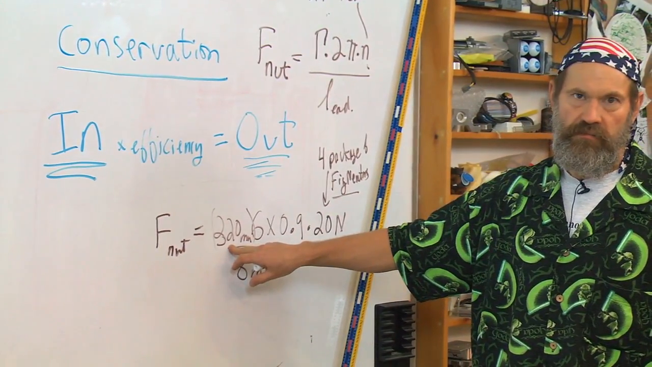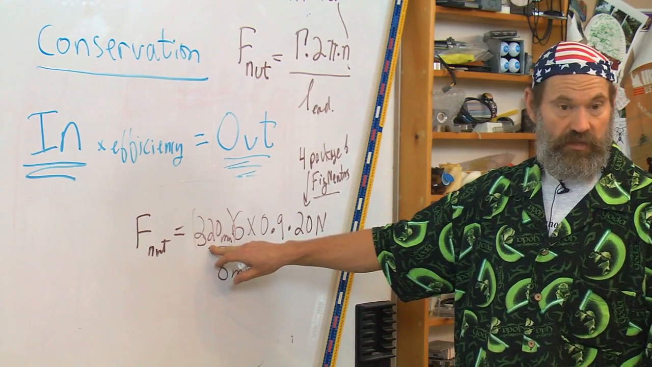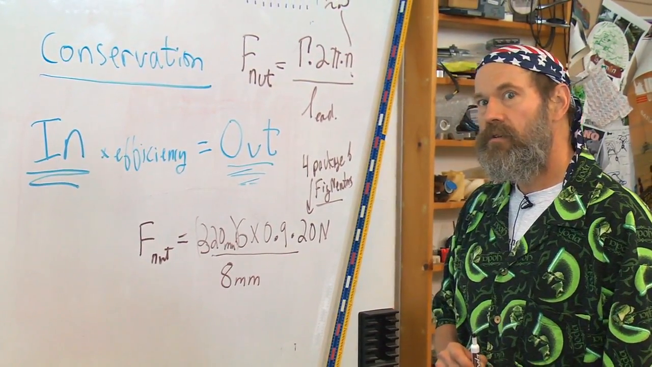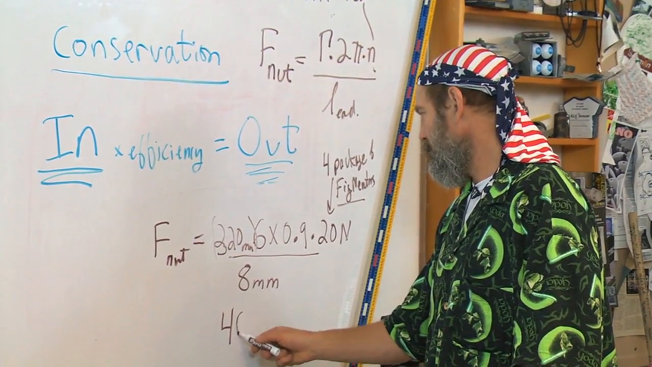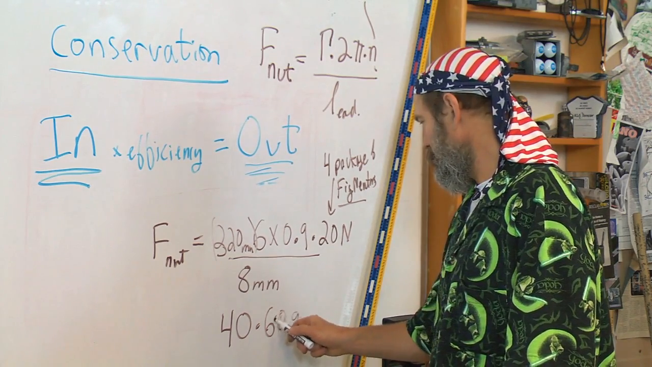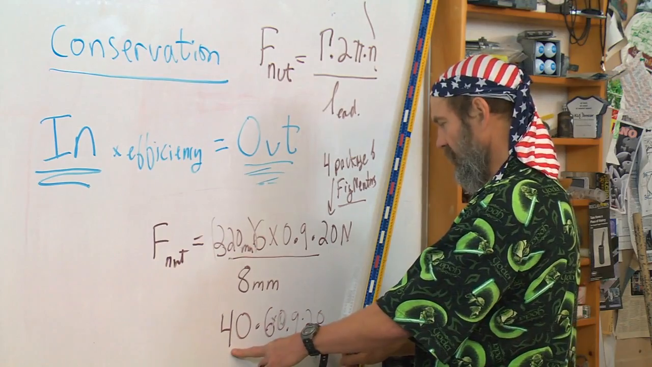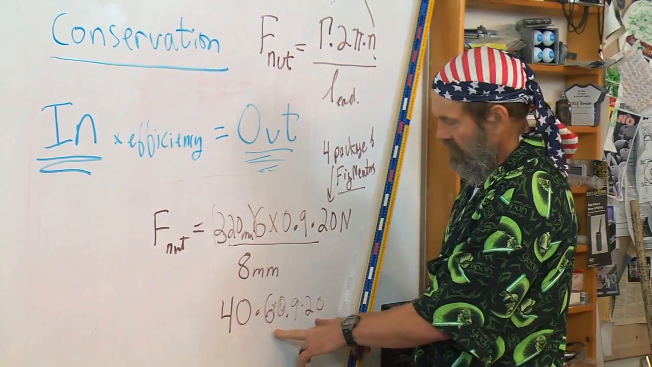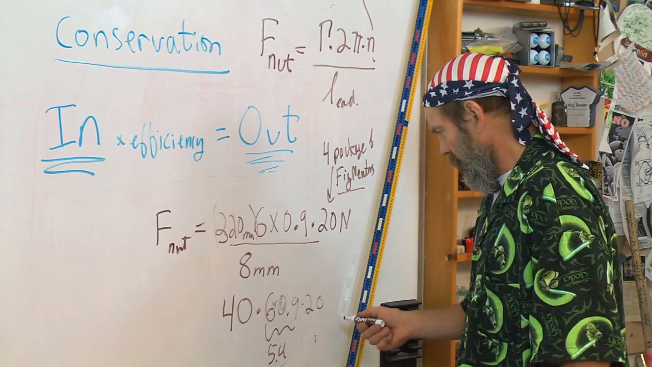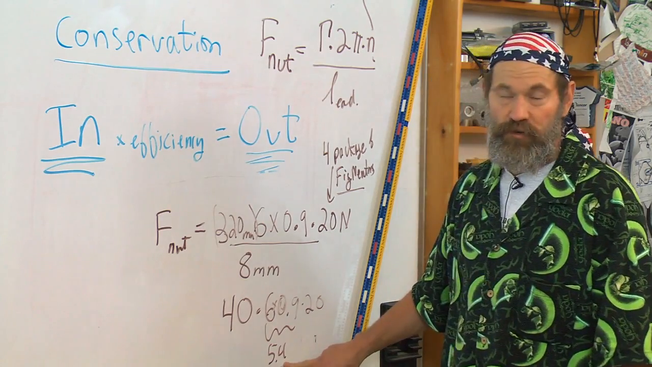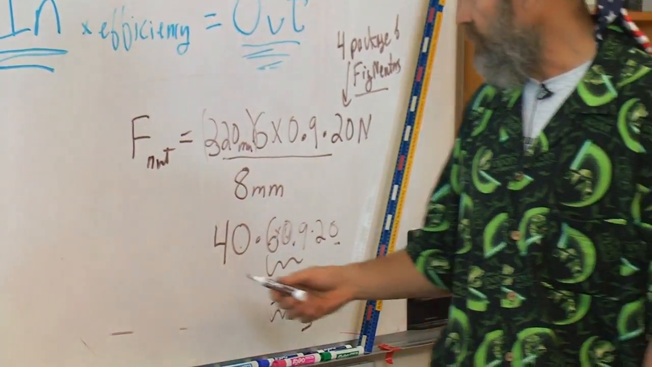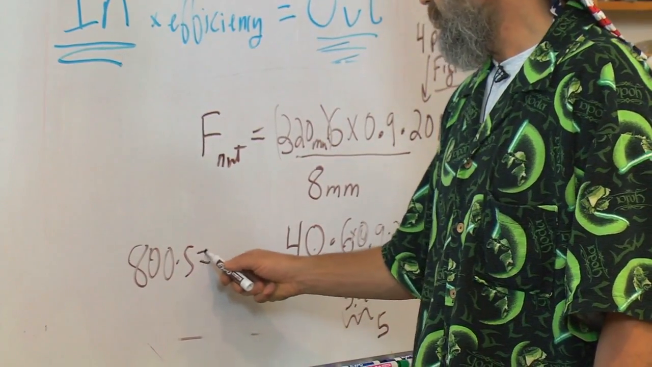8 goes into 320, 40 times. What's 8 times 4? 32. So we have a multiplication factor of almost 40. Is that right? Yeah. 40 times 6 times 0.9 times 20. Look at this. 800 times 6 times 0.9. What's 6 times 0.9? You say, oh, that's 5.4 times 800. 5.4 for small values of 4 is equal to 5. What is 800 times 5? That you can do. 800 times 5 equals 4,000.